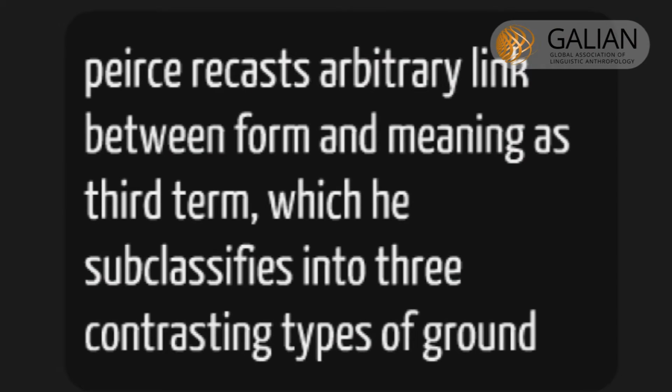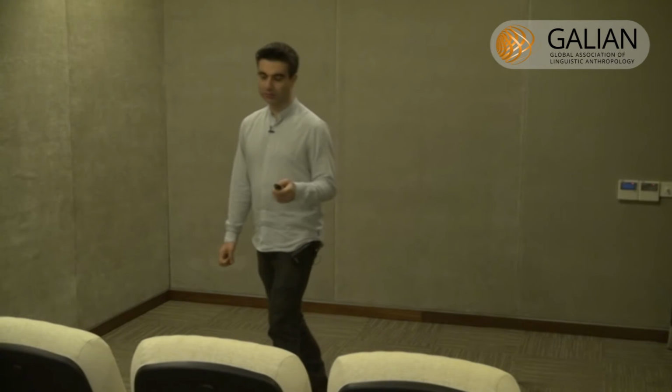So Peirce recasts the arbitrary link between form and meaning as a third term, which he subclassifies into three contrasting types of ground. We're going to discuss this, but basically what's happening is there's an arbitrary link between form and meaning. There's no physical link. There's nothing saying that a chair should be called chair. It can be called table or potato or whirlwind, or anything you like. And in fact, it is named with different words in different languages.